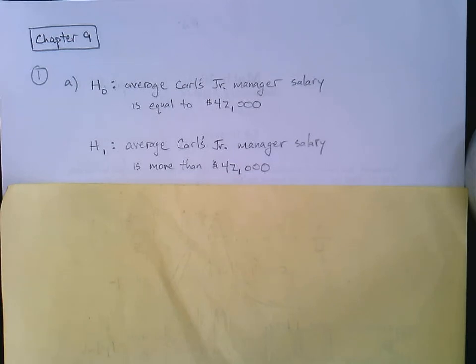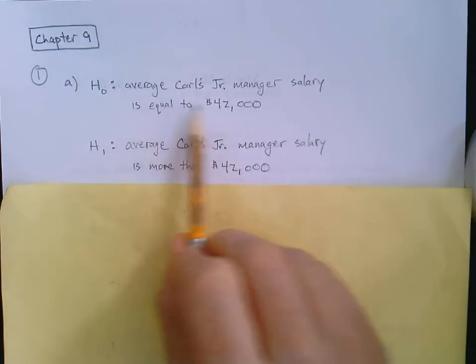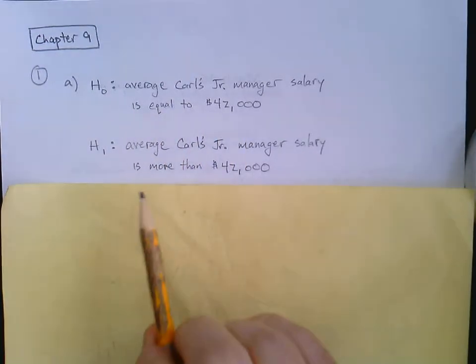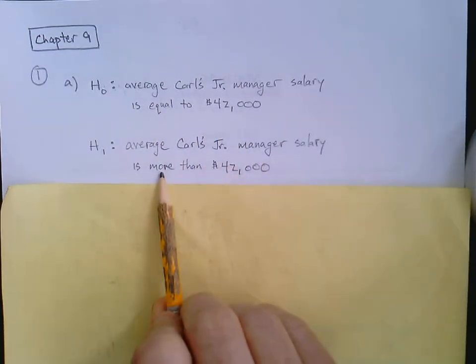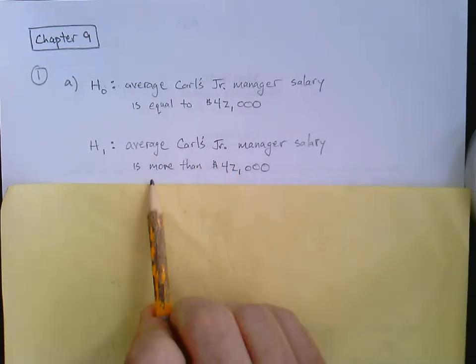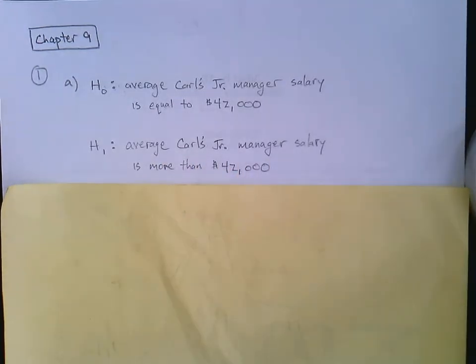That's kind of where we're testing to see if there's enough evidence. But here in the null and alternative hypotheses, we say, okay, the null, there's no significant change. Carl's Jr. managers make the same as everybody else. The alternative is what's kind of in question, what's on trial, if you will. Do they actually make more?